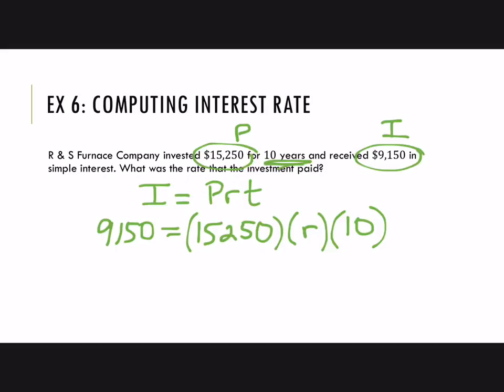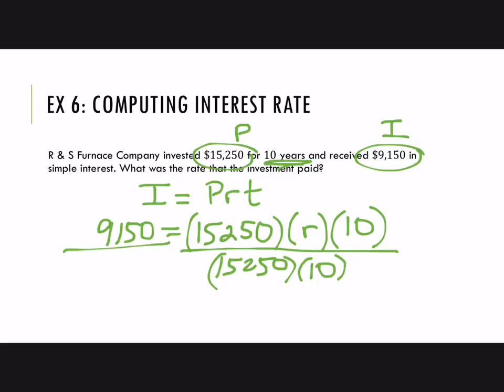So one thing we could do now, we could multiply 15,250 times 10 first, or I could just start by dividing to try to figure out this rate. All right. So the rate is combined with those two other numbers, so I want to get rid of those. So I want to divide by 15,250 and also divide by 10 to see what just the rate is.